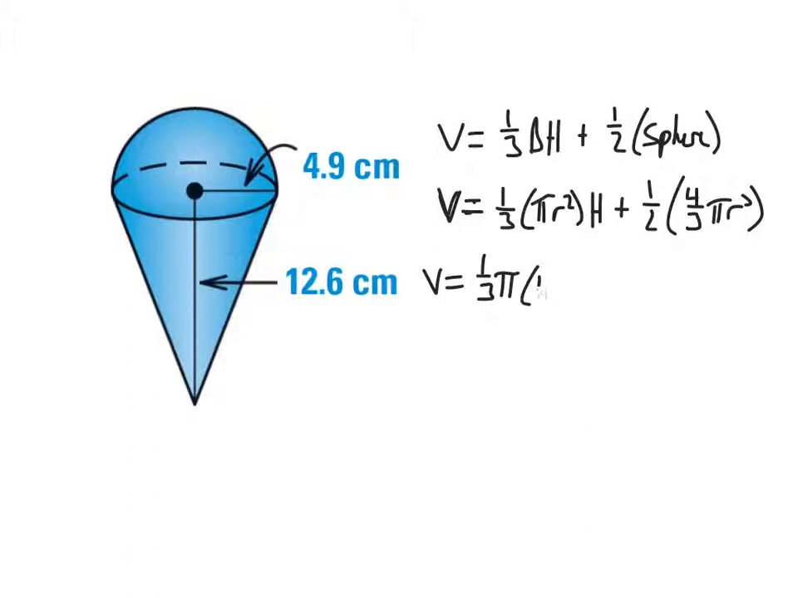1/3 pi times 4.9 squared times 12.6 plus, again, 1/2 of 4/3 is 2/3 pi times 4.9 cubed. So just like we did before, I'm just going to walk through it. We can do this in the calculator in 2 stages, right? So I've got to start with the 4.9 squared. So 4.9 squared gives me 24.01, which I can then multiply by 12.6, which I now get 302.526. I need to multiply that times pi, giving me 950.41 blah, blah, blah. And I need to multiply by 1/3.